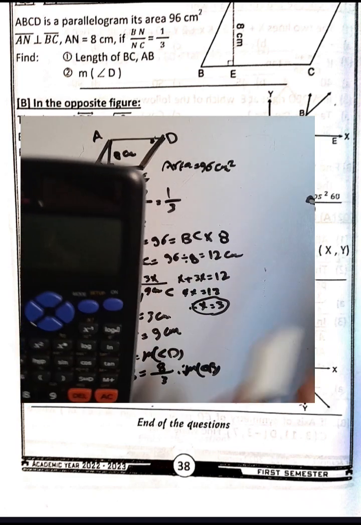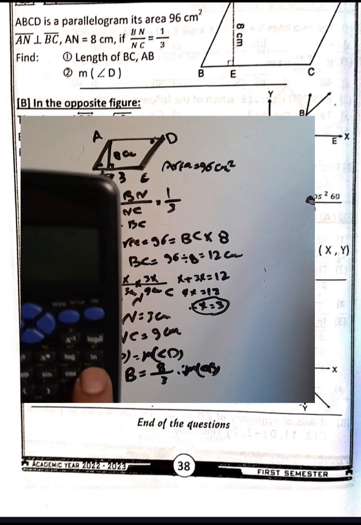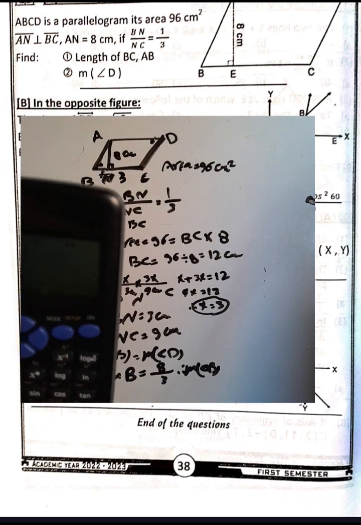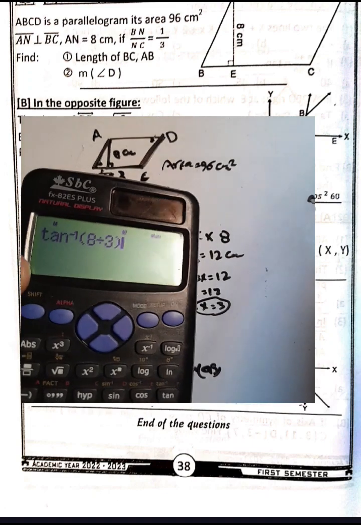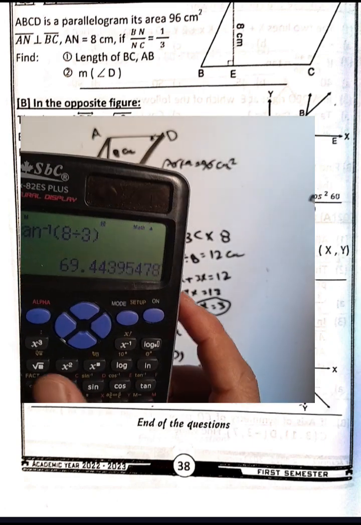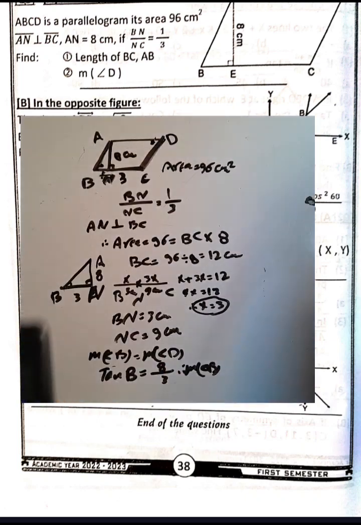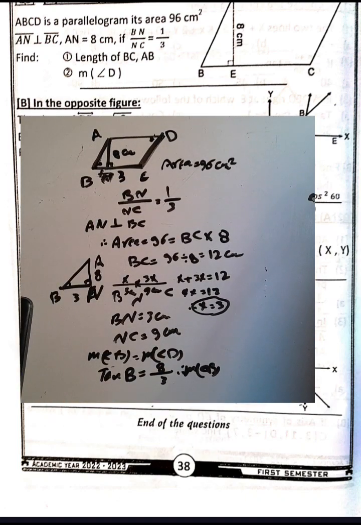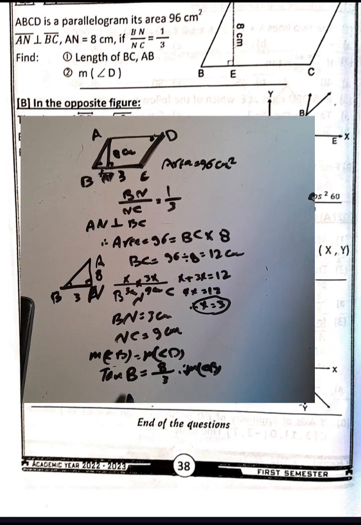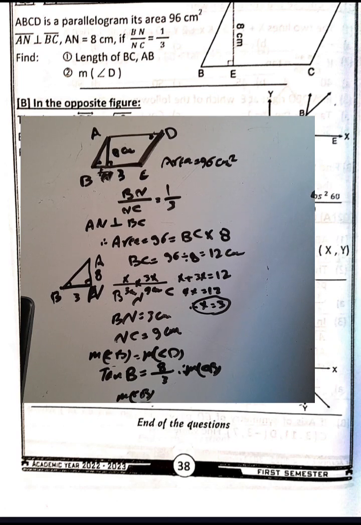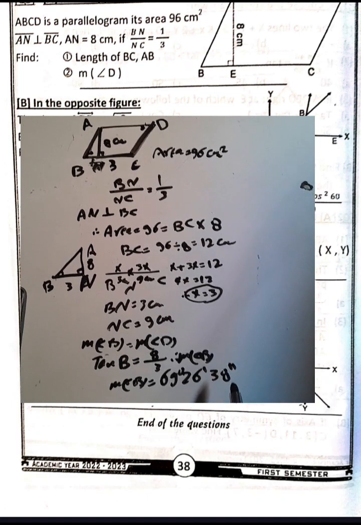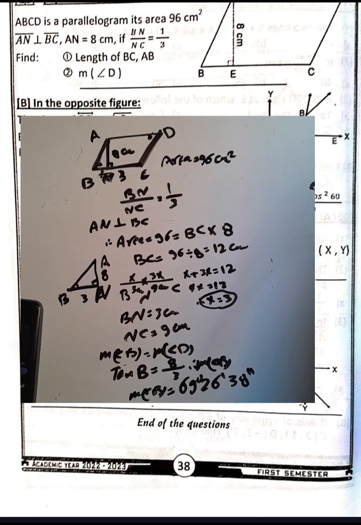Okay, shift tan, 8 over 3. The result will be 69 degrees, 26 minutes, 38 seconds. Degrees, minutes and seconds. The measure of angle B will be 69 degrees, 26 minutes and 38 seconds. Okay, that's the result of this example.